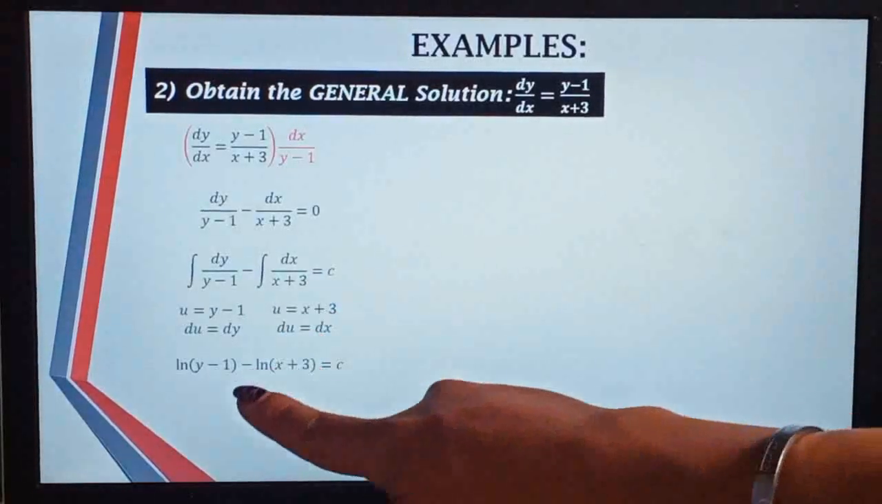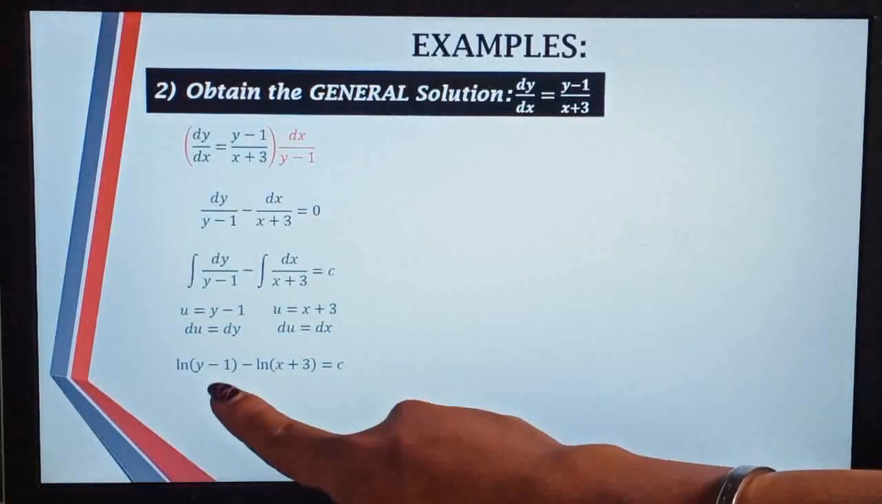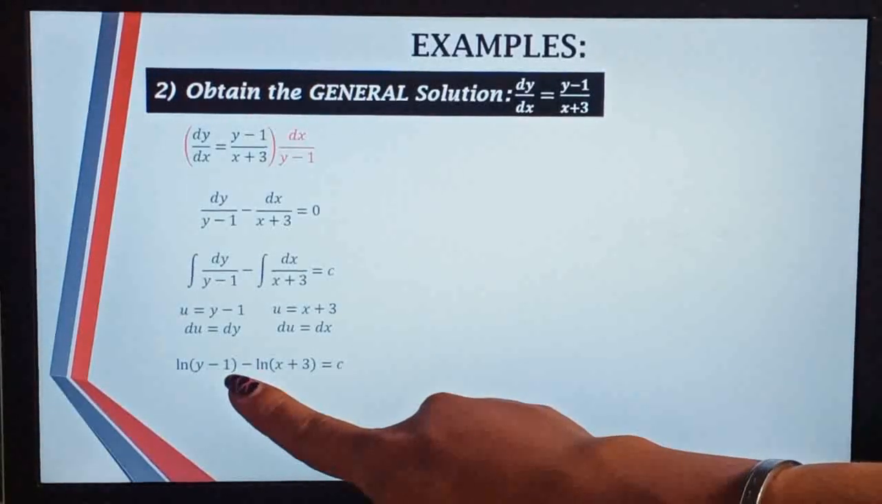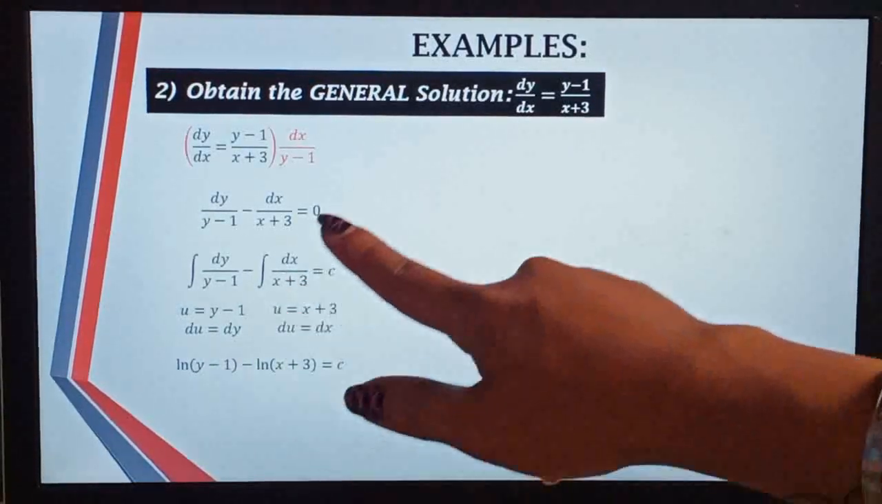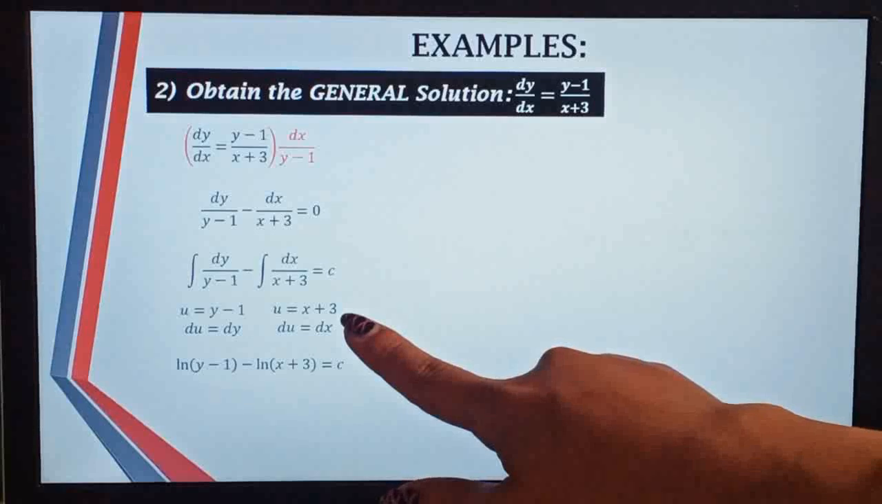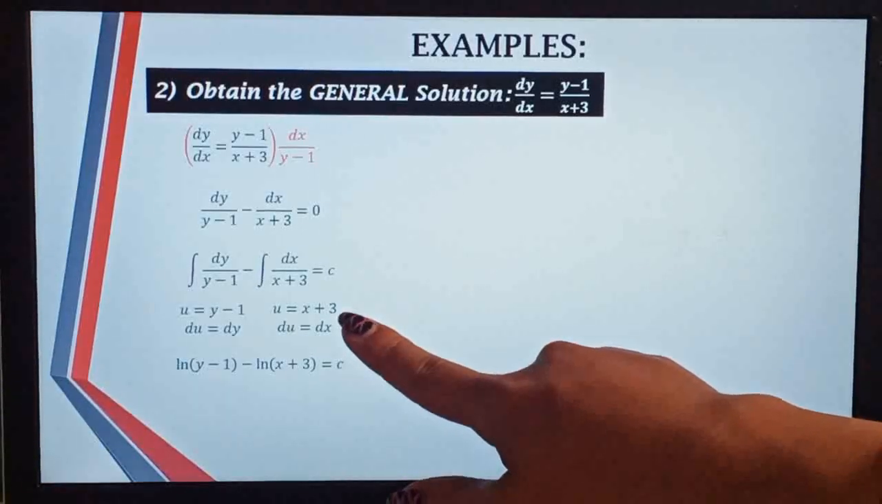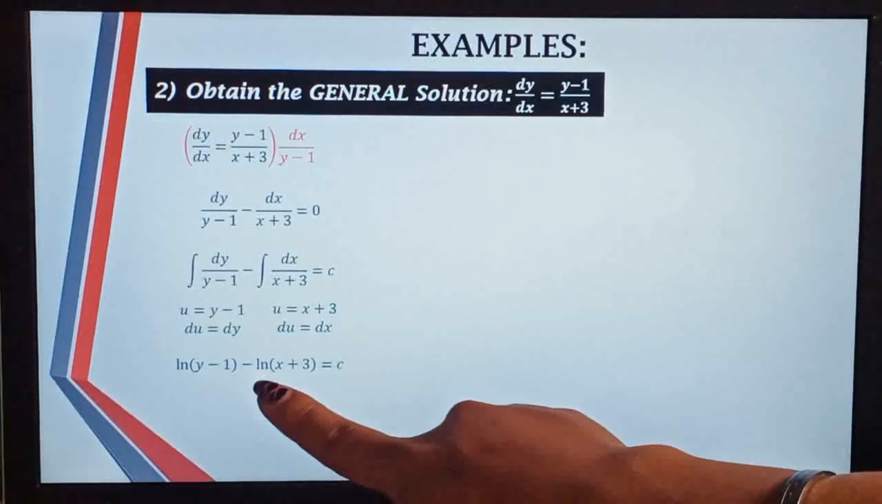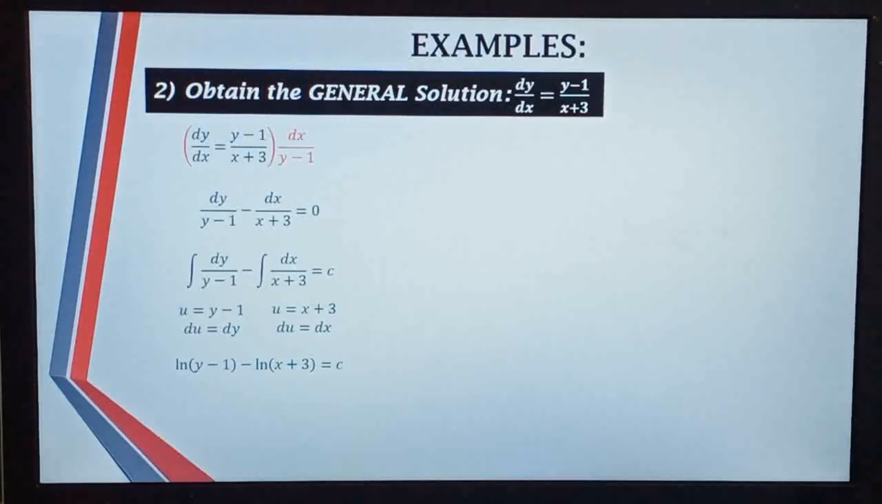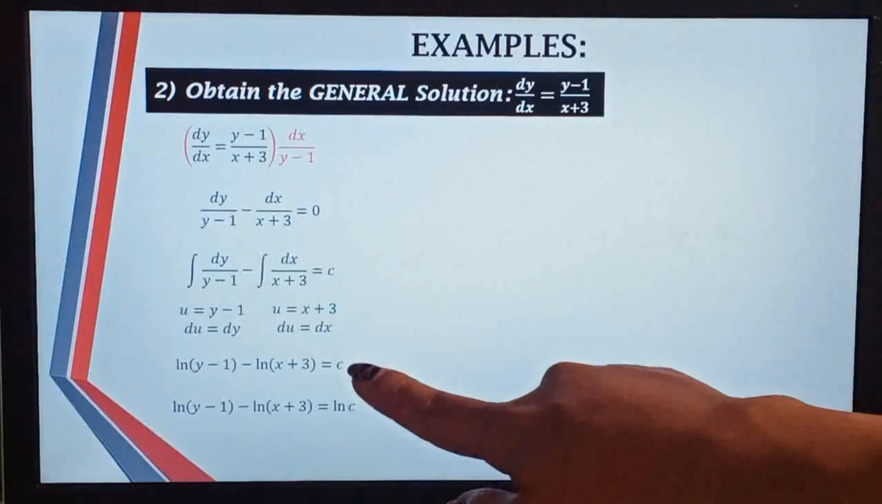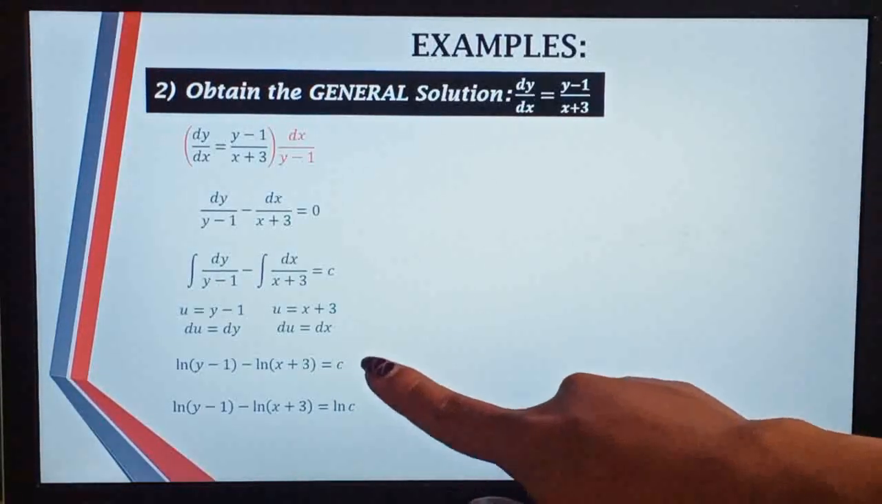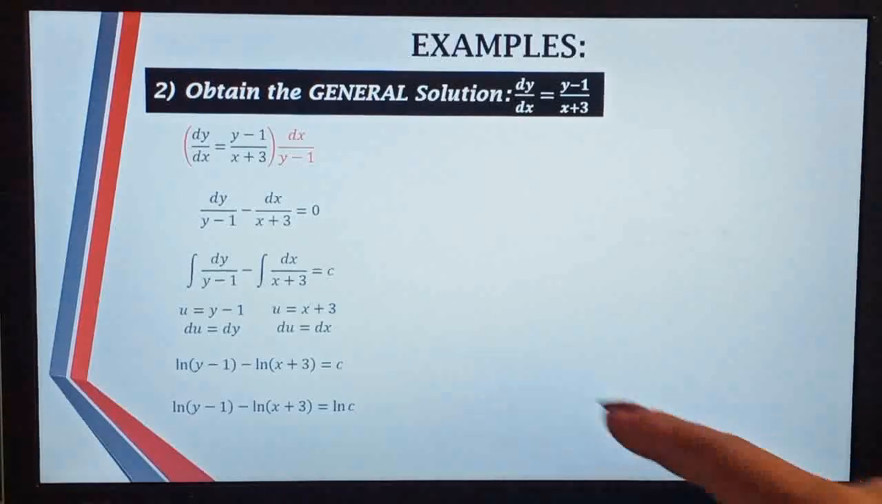So for the first term, our u is y minus 1. So we will have ln of y minus 1. Then for the second term, our u equivalent is x plus 3. So our ln of u is ln of x plus 3. Then equated to c. Now in that case, si c, since arbitrary constant siya, pwede natin siya na-express as ln.